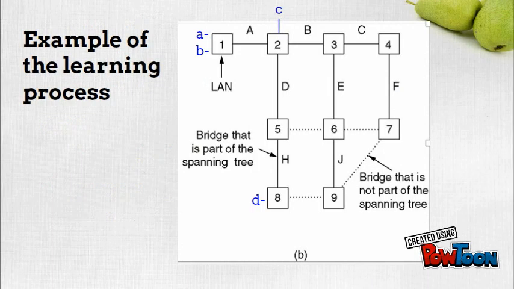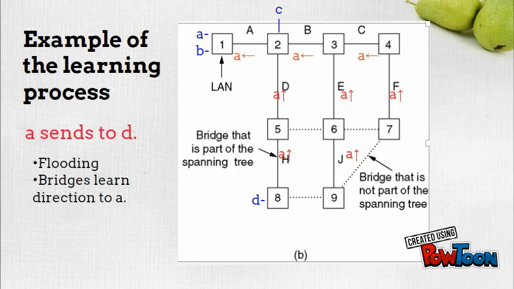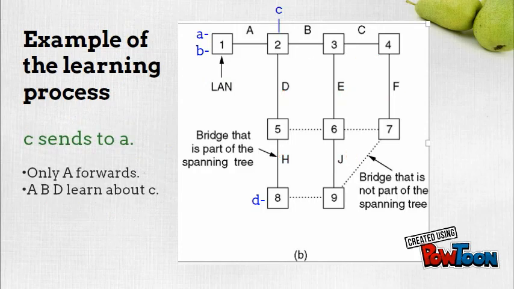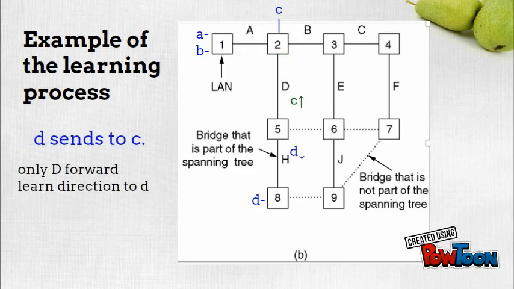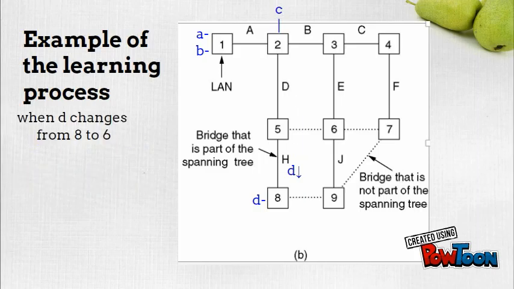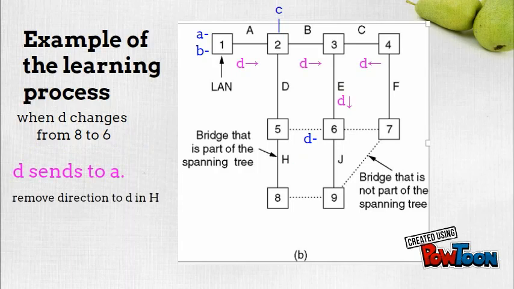Here we have an example of the learning process. The first step is A to D, which is flooded, and the bridge learns the direction to A. The second step is C to A. Only A forwards, because it was learned in the first step, and in this step A, B, D know the direction to C. The third step is D to C. Only D forwards, and the bridge learns the direction to D. When D changes from LAN 8 to 6 and sends a frame to A, the direction to D in H will be removed and E, B, C will learn the direction to D again.